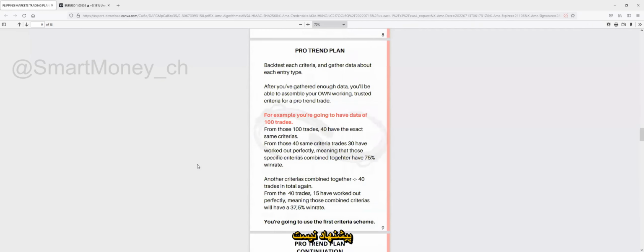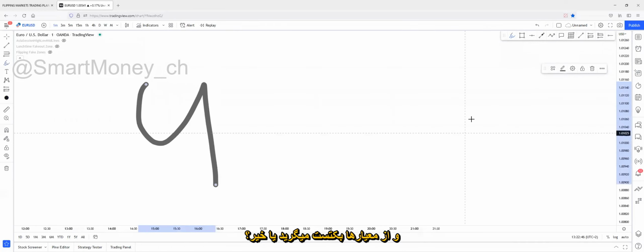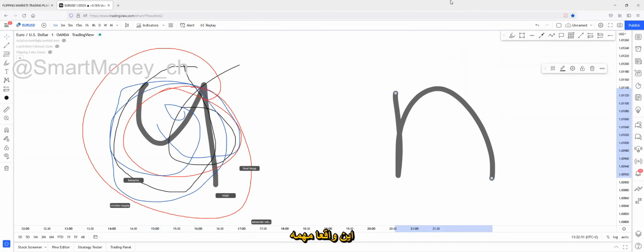And it's not a recommendation. It's a must-have. You have to backtest these criteria in order to assemble a good plan. Without backtesting these criteria, you'll still be losing. You'll still be executing bad trades. You have to backtest these and gather data about these trades. Okay, question. Will you take my advice and will you backtest these criteria? It's important, really important.